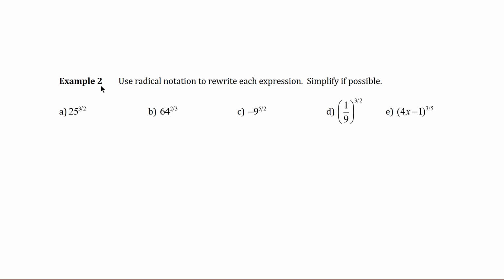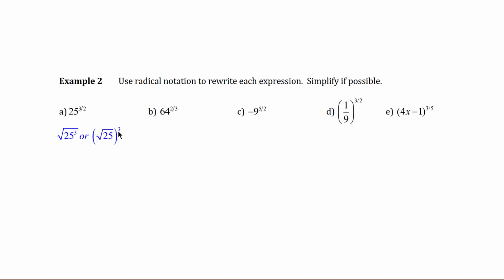For example number 2, use radical notation to rewrite each expression. Simplify if possible. For part A, we have 25 raised to the 3/2 power. Now there's two different ways we could rewrite this. We could rewrite this as the square root of 25 cubed, or we could rewrite this as parentheses, square root of 25 on the inside, and then the cube on the parentheses.